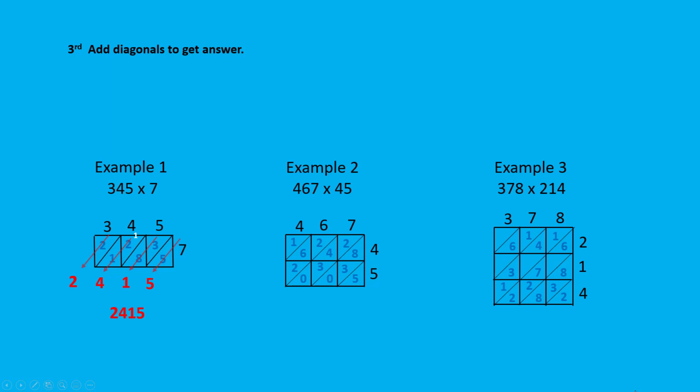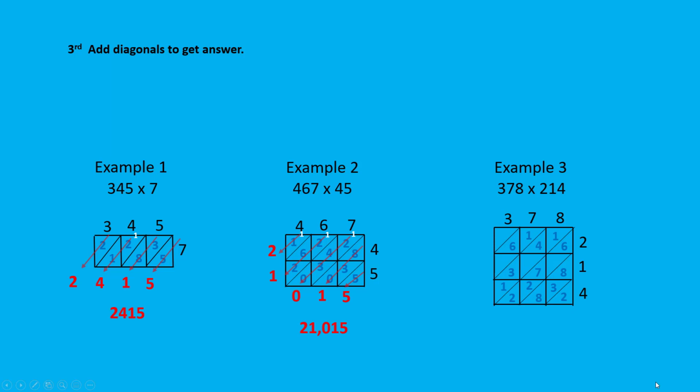Example 2, add the diagonals. 5, 8 and 3 is 11, regroup the 1. Add, we get 10, regroup the 1. Add, we get 11, regroup 1. Add, we get 2. Hence, the answer is 21,015.